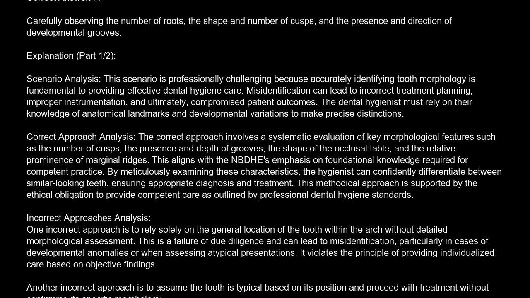The dental hygienist must rely on their knowledge of anatomical landmarks and developmental variations to make precise distinctions. Correct approach analysis. The correct approach involves a systematic evaluation of key morphological features such as the number of cusps, the presence and depth of grooves, the shape of the occlusal table, and the relative prominence of marginal ridges.